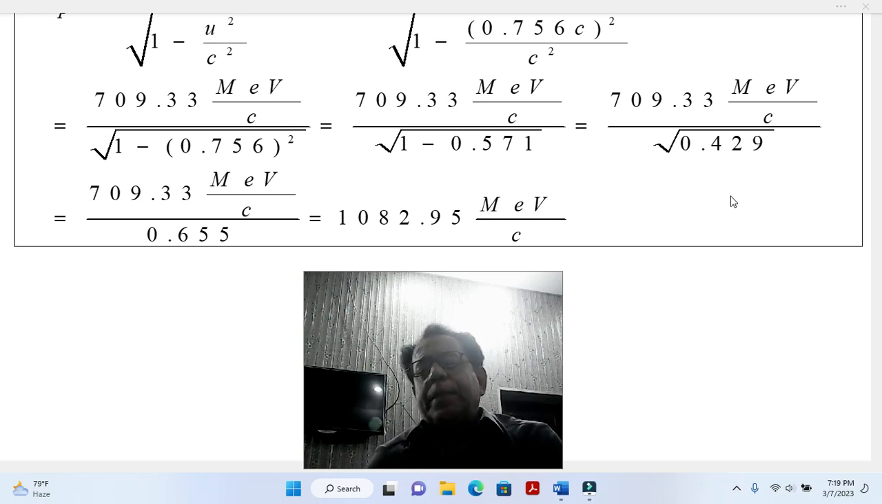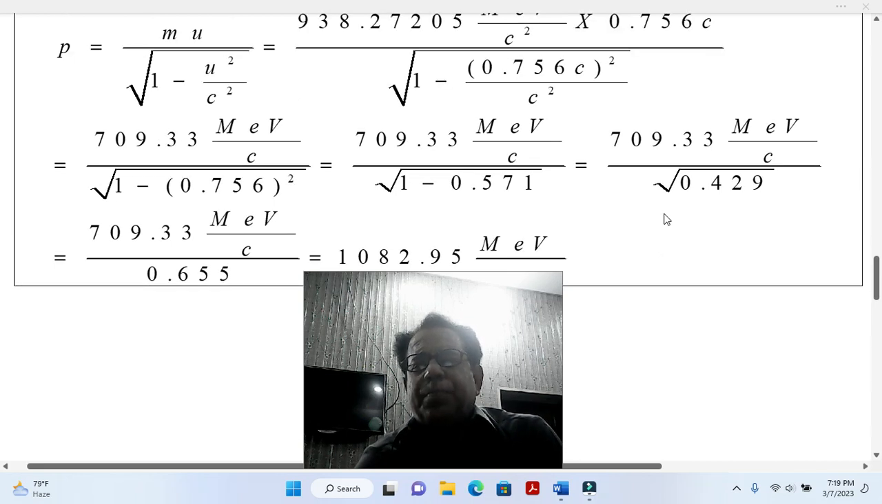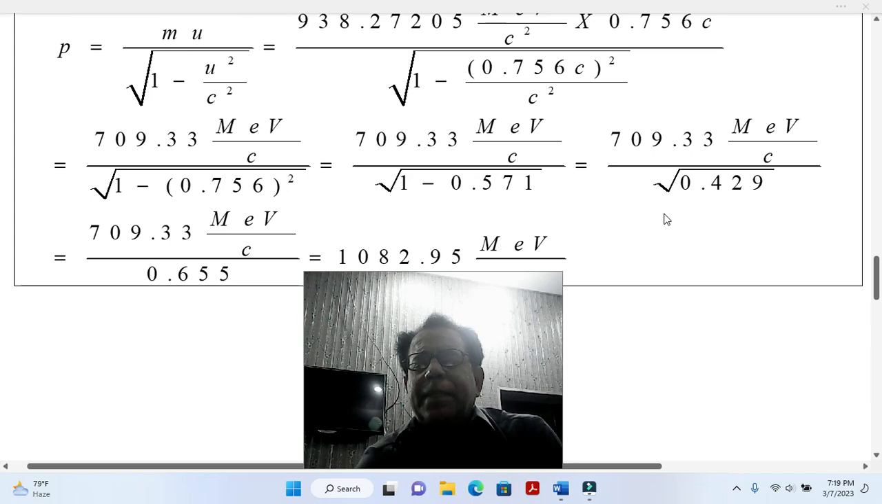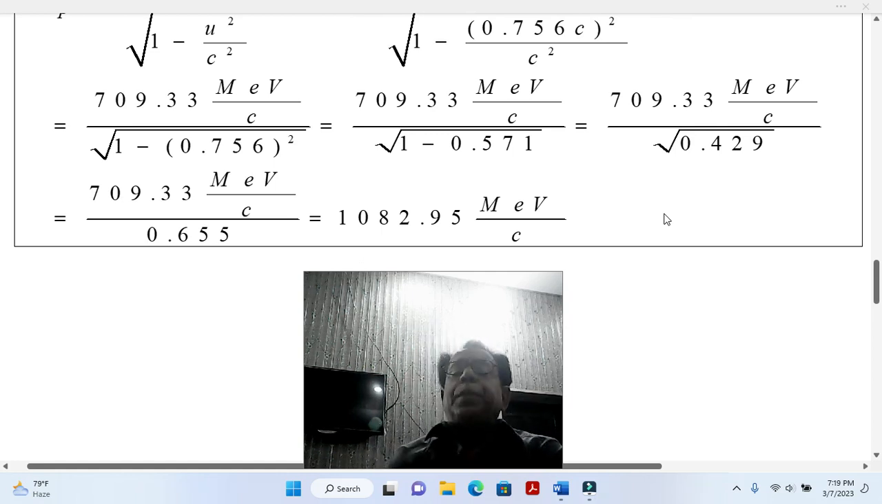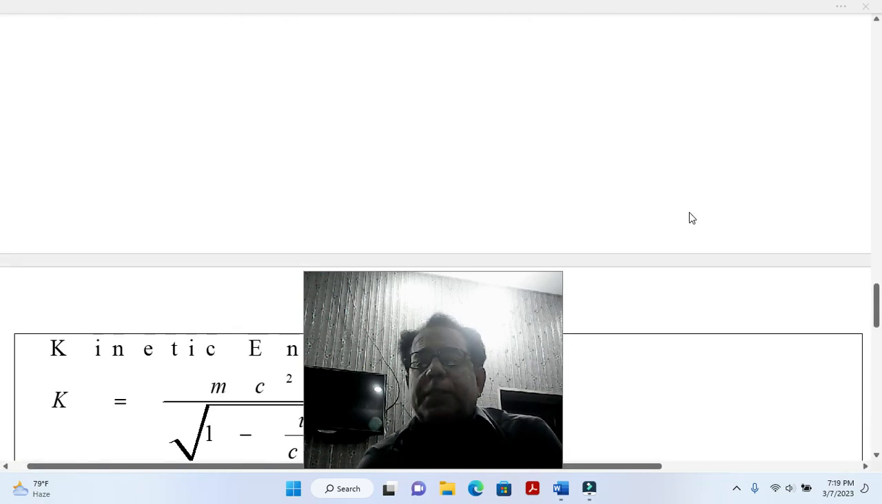Okay, just simplification. There is no need for so much detail, but anyhow I think it is better than omitting this explanation. So momentum has become equal to 1082.95 million electron volt over c.